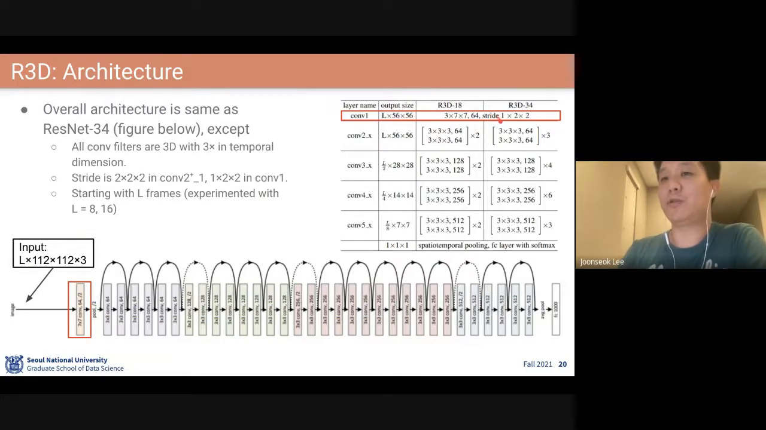And they used the stride size of 1x2x2, which means temporal-wise, they don't reduce the length. So the output size is still the same in the temporal domain. The input was L by this size, but now the output length is still L because they used a stride of 1 for the temporal dimension. For the spatial dimension, they apply 2x2, so the size is reduced from 112 to 56 here. So that's the convolution 1.